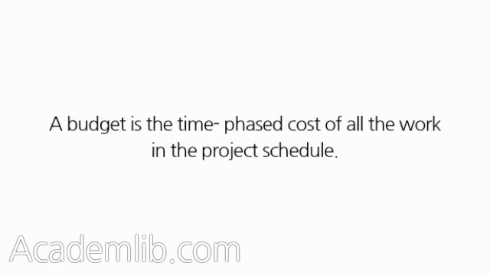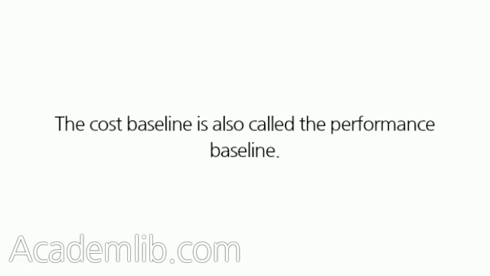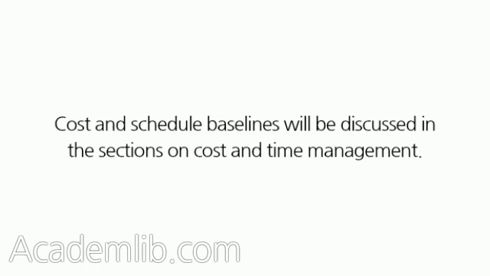The cost baseline is the budget of the project. A budget is the time-phased cost of all the work in the project schedule. The cost baseline does not include the contingency budget or the management reserve. The cost baseline is also called the performance baseline. Cost and schedule baselines will be discussed in the sections on cost and time management.